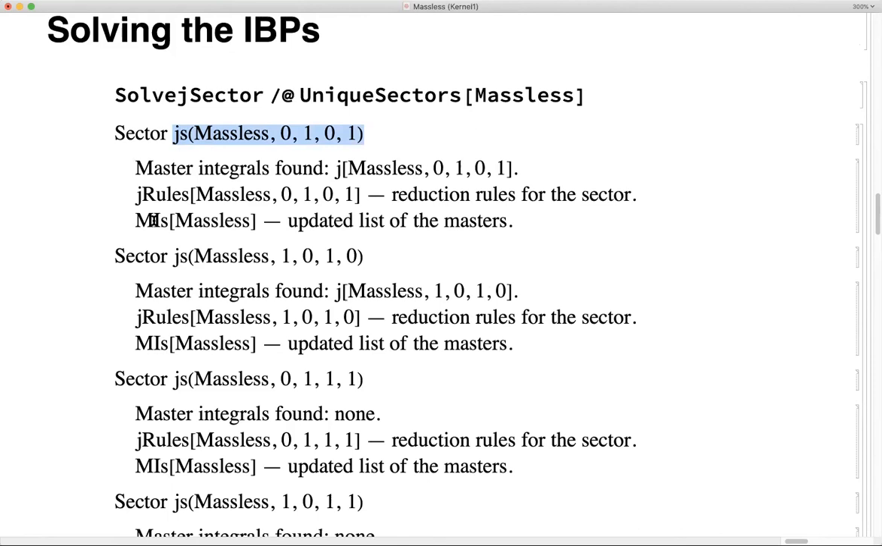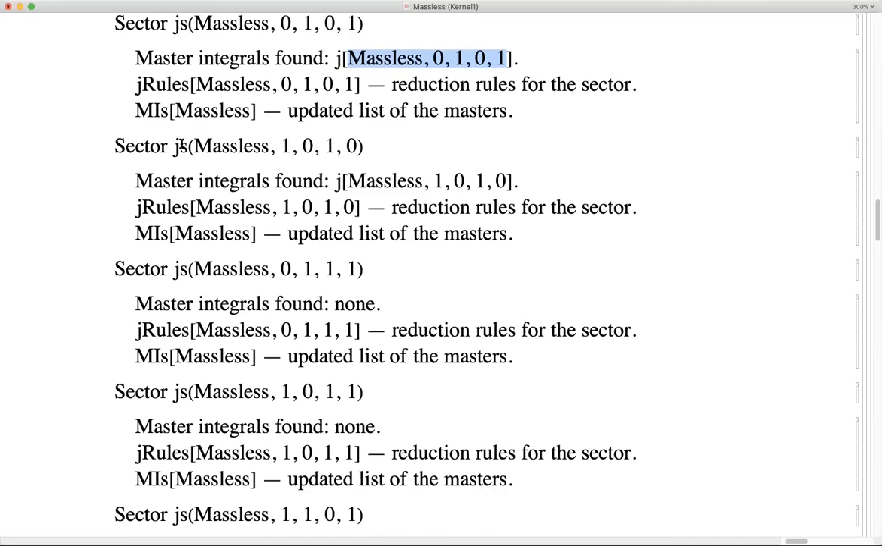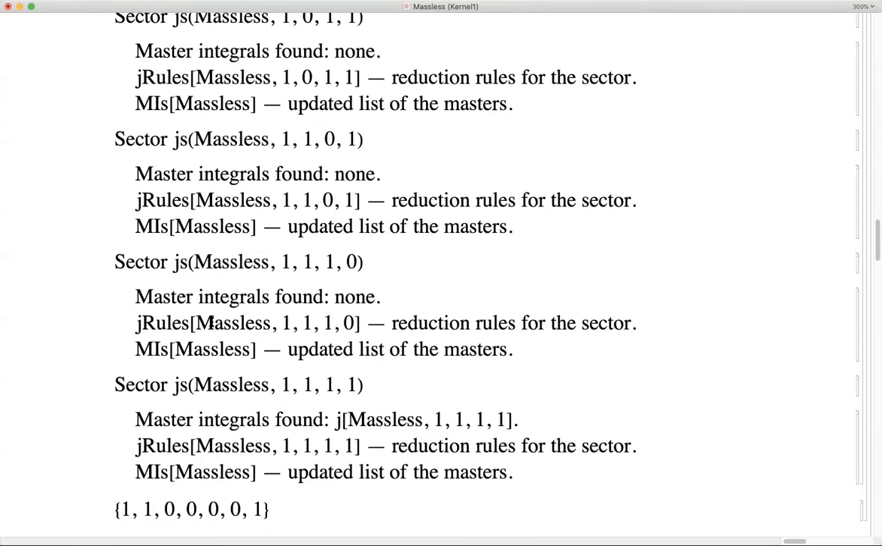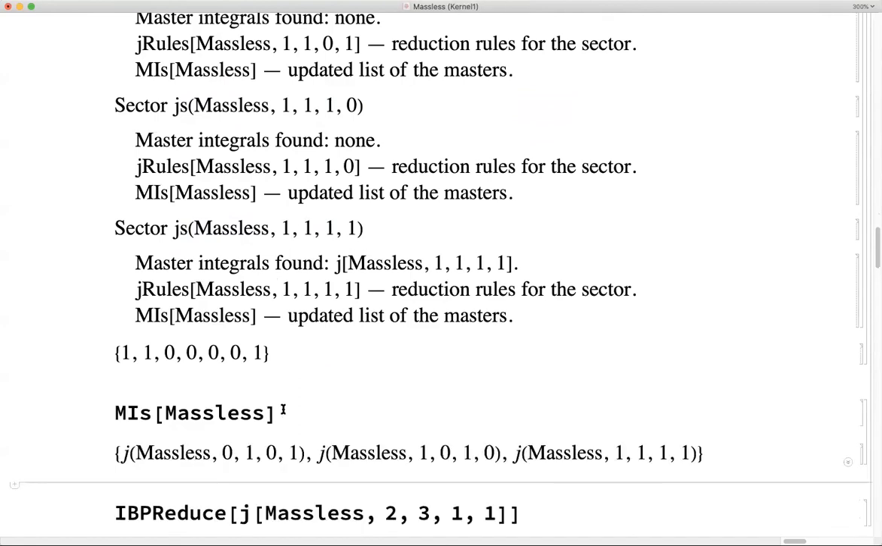And it tells you if it found a new master integral in the sector. For example, in the sector 0101, it found one master, which is the integral with nu1 equals 0, nu2 equals 1, nu3 equals 0, nu4 equals 1, and so on. This sector, it found one master, this sector, and so on. After it finished running, you can ask it, so what are the master integrals? These are the master integrals. There are 3 of them.